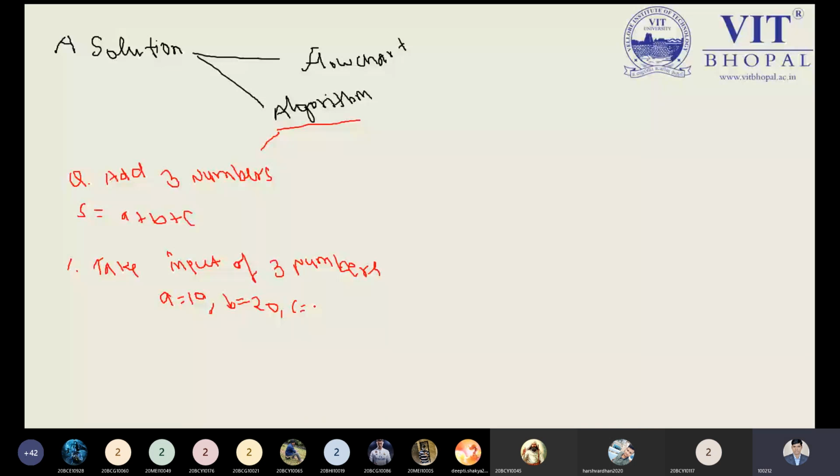Okay, so I have taken an example over here. This step is clear to all? Yes, sir. Okay. Now the second step: what I need to do is perform the addition operation. In a general way I can write here "perform addition operation." In short, I can write "add op" or "addition operation."